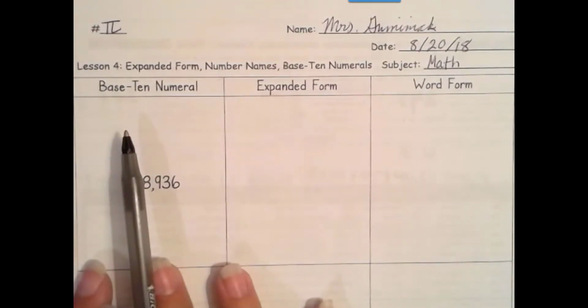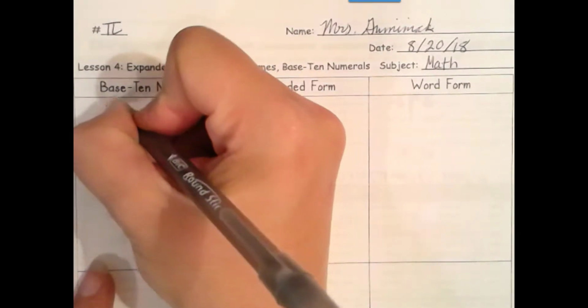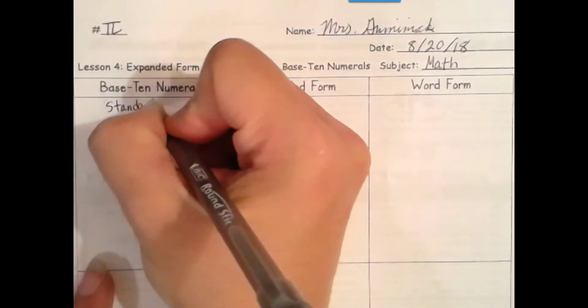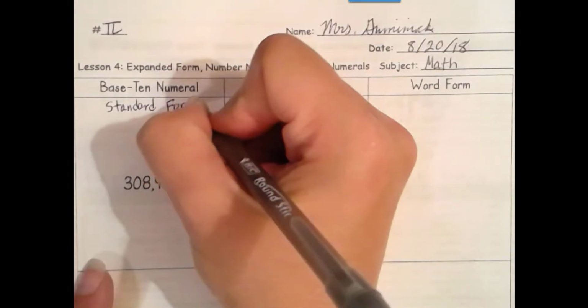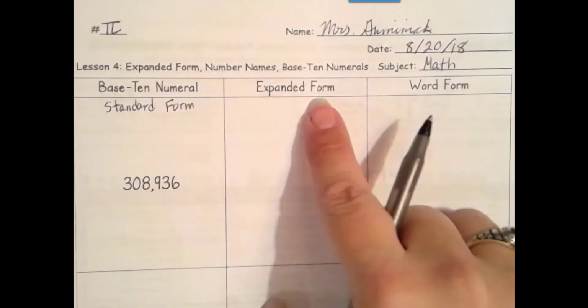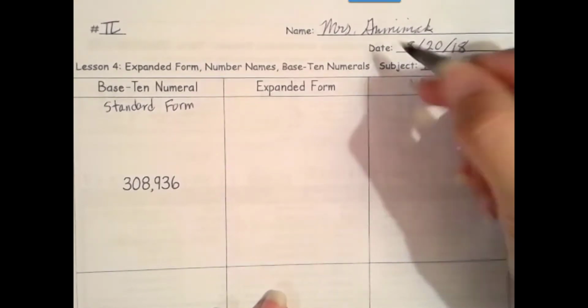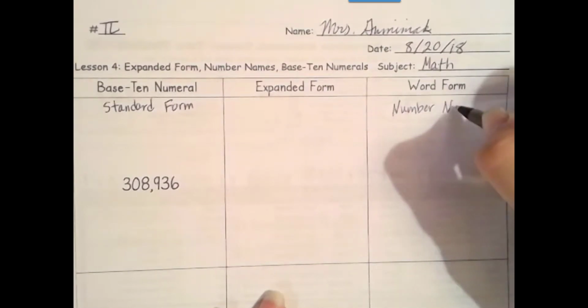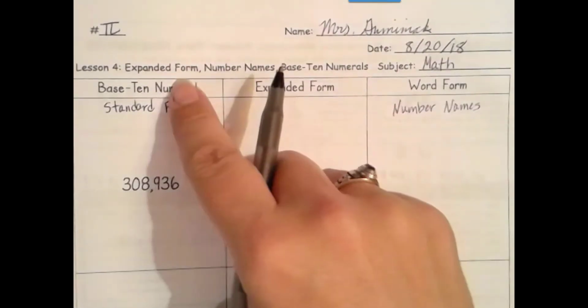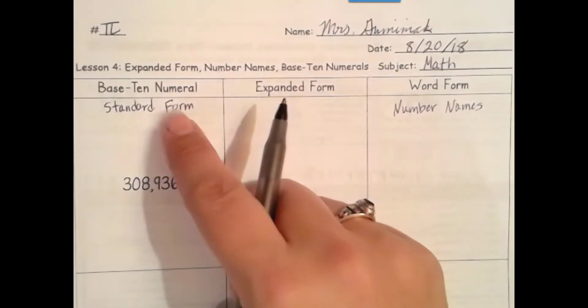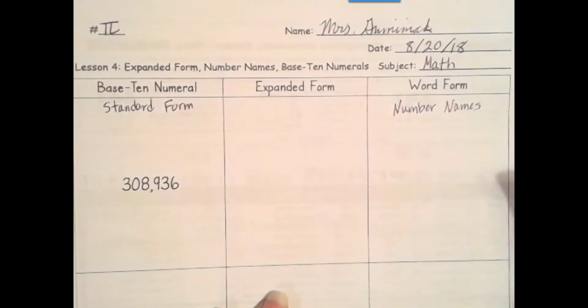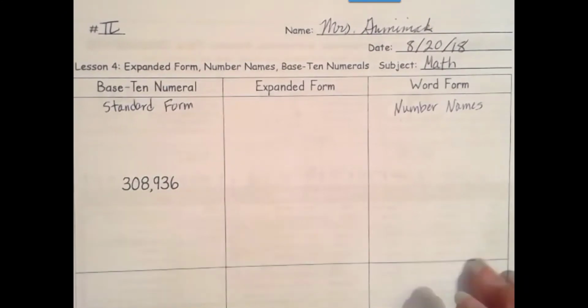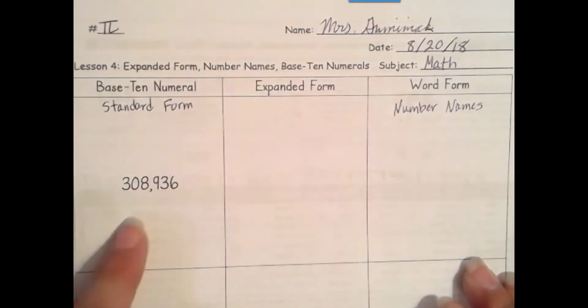So here our 3 columns are a little different. We're looking at our numbers in base 10, also called standard form, in expanded form, and word form or number names. So these mean the same thing: base 10 numeral, standard form, word form, or number names. So in each one of these, you're given one and you need to find the other.